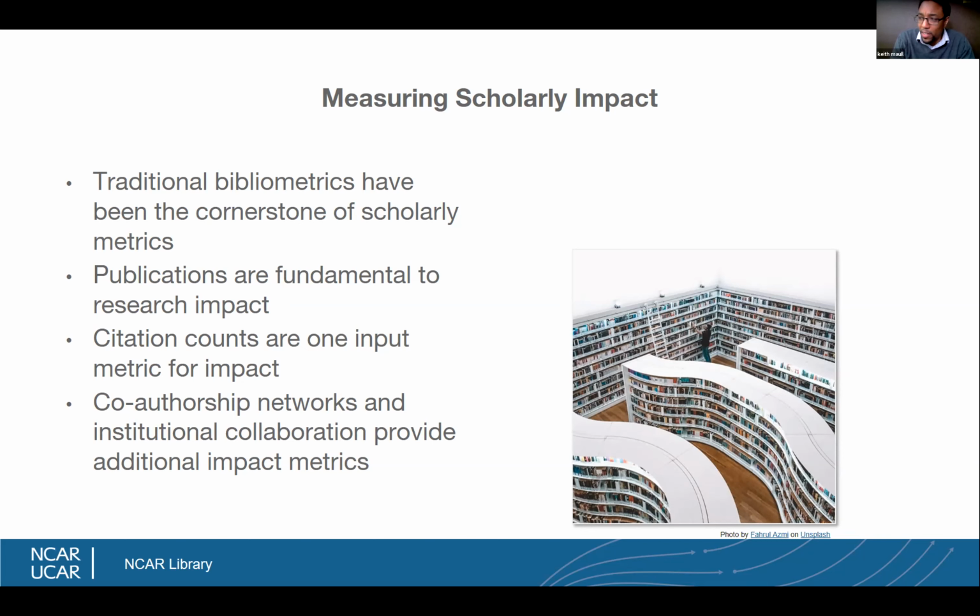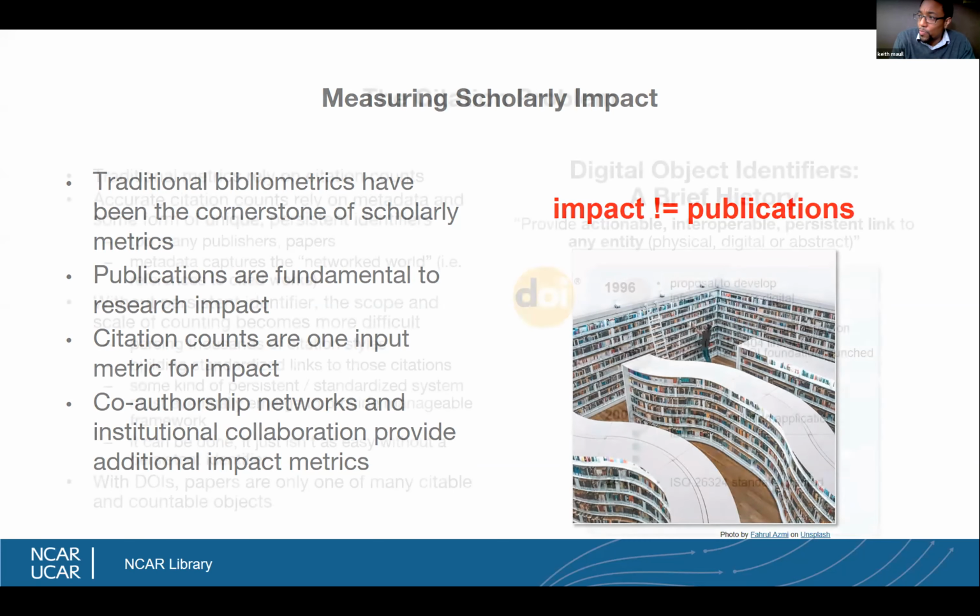But I want to add, a very important aspect to this is that impact does not equal publication. So what we want to realize is that scholarly impact is multidimensional. Publications play an important role, but not the only role. And as we move through this talk, hopefully I'll convince you that there are these other inputs to the research enterprise that we really do need to be paying attention to.